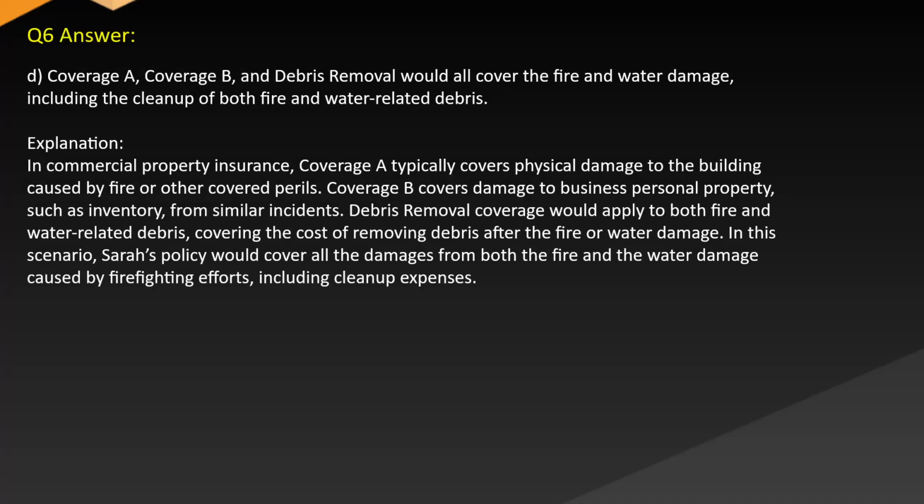Answer: D. Coverage A, Coverage B, and debris removal would all cover the fire and water damage, including the cleanup of both fire and water-related debris. Explanation: In commercial property insurance, Coverage A typically covers physical damage to the building caused by fire or other covered perils. Coverage B covers damage to business personal property, such as inventory, from similar incidents. Debris removal coverage would apply to both fire and water-related debris, covering the cost of removing debris after the fire or water damage. In this scenario, Sarah's policy would cover all the damages from both the fire and the water damage caused by firefighting efforts, including cleanup expenses.